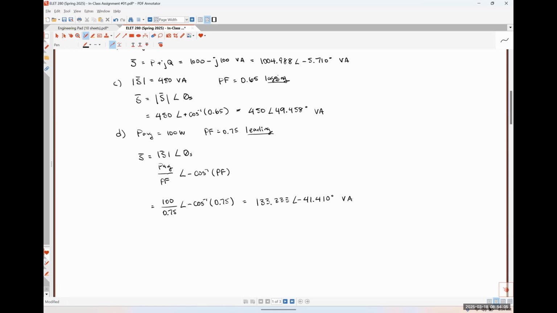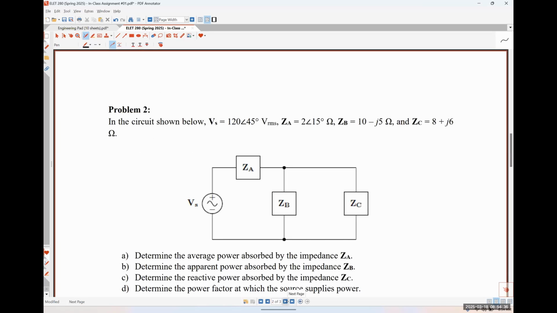Okay. So this in-class assignment problem was really just to get us familiar with the different relationships. We didn't have to do any circuit analysis or anything to do any of this stuff. They were all just given to us. So I'd like for us to start working on problem 2 now, okay?